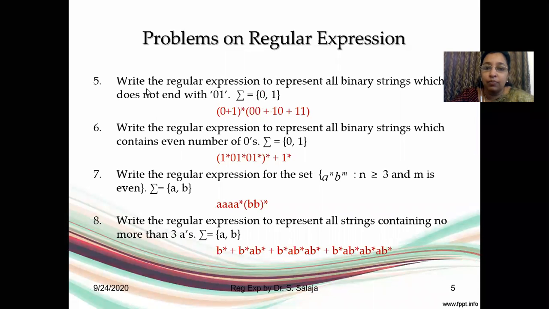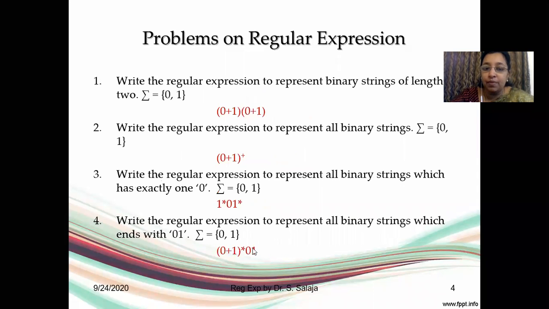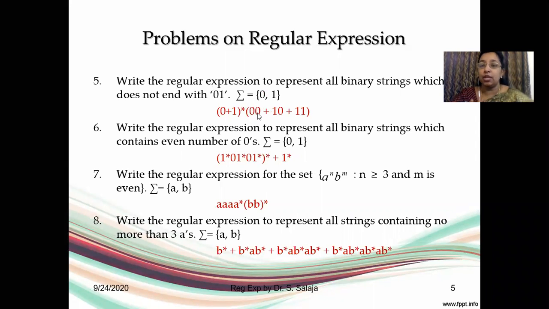And here we say write a regular expression to represent all binary strings which do not end with 0, 1. In the previous case, it ends with 0, 1. So the prefix is the same. It is 0 plus 1 the whole closure. But the end should be apart from 0, 1. So what all other combinations do we have? 0, 0 or 1, 0 or 1, 1.